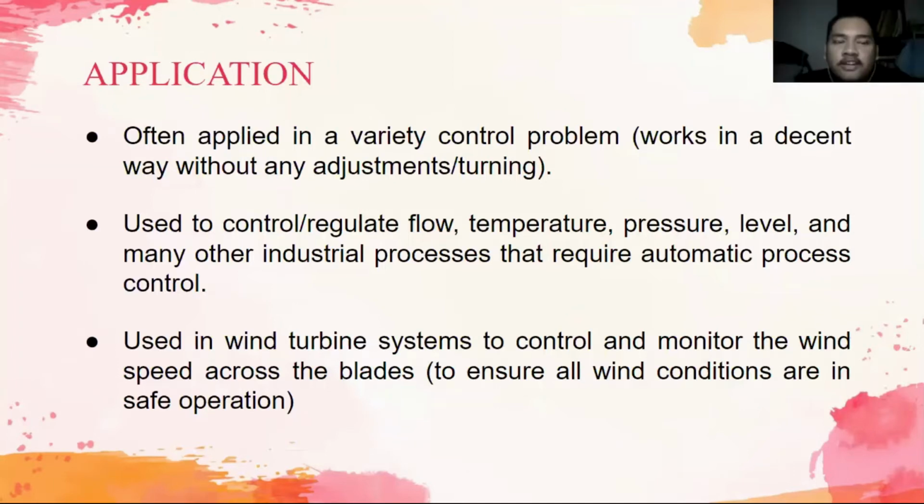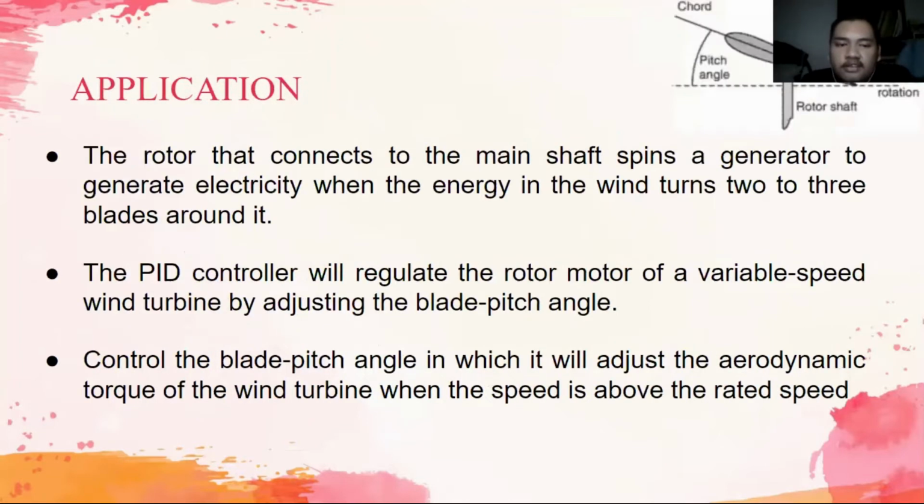Okay, so I'll proceed with the application. The PID is often applied in a variety of control problems, where it works in a decent way without any adjustment or tuning. PID is also used to control or regulate flow, temperature, pressure, level, and many other industrial processes that require automatic process control. It is also used in wind turbine systems to control and monitor the wind speed across the blade, to ensure all the wind conditions are in safe operation.